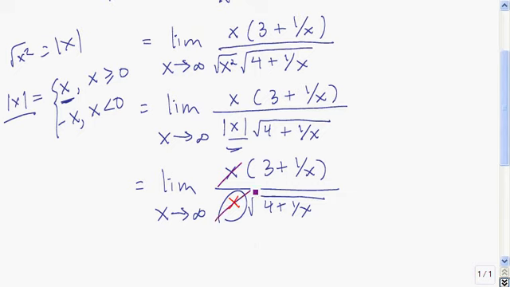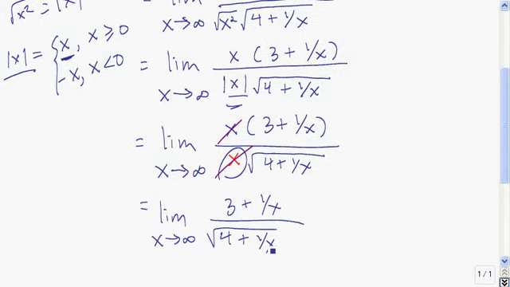These x's cancel out. So we get the limit as x goes to infinity of 3 plus 1 over x divided by the square root of 4 plus 1 over x. So this is pretty straightforward to analyze now. As x goes to infinity, 1 over x is going to go to 0 because we get 1 divided by numbers that are getting bigger and bigger, and that fraction goes to 0. Likewise, the square root of 1 over x in the denominator goes to 0.